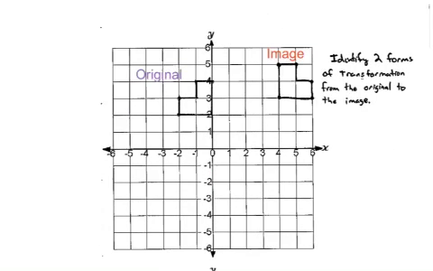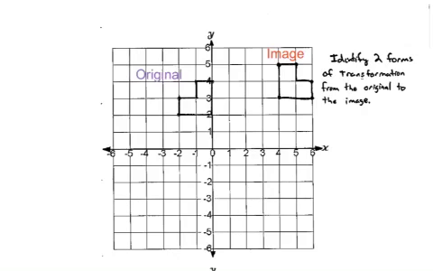Okay, so now on this page you'll notice that the compound transformation has already been made. We have our original object here and we have our new image here. And so what we need to do is figure out how we got from the original location to the image using one of the transformations that we know, whether it's rotation, reflection, translation, or a combination of any of those.